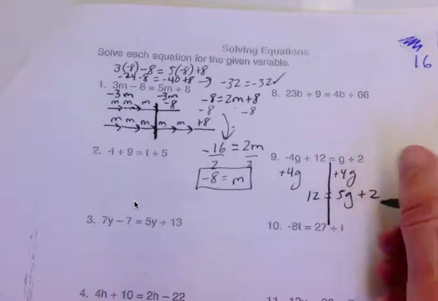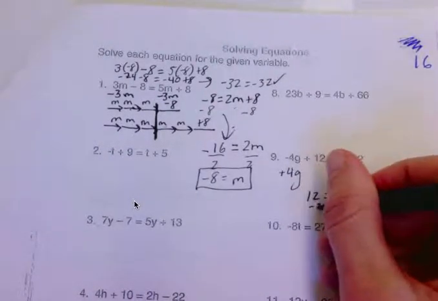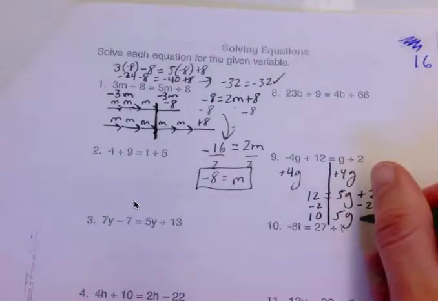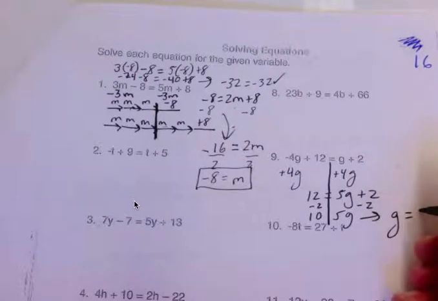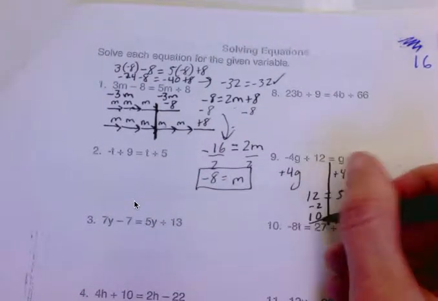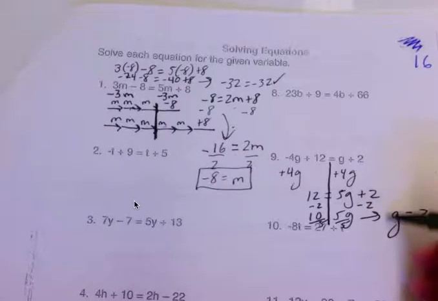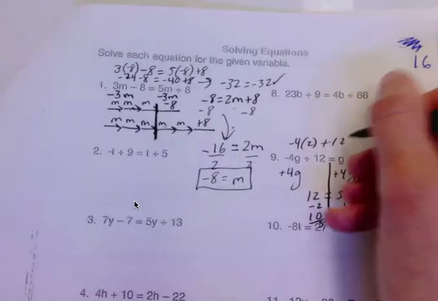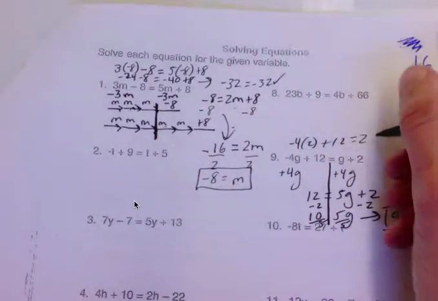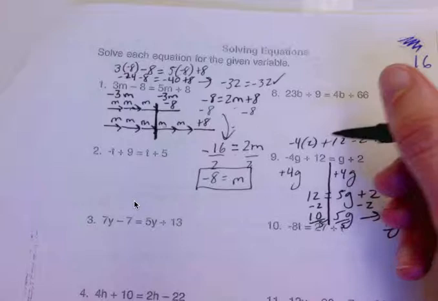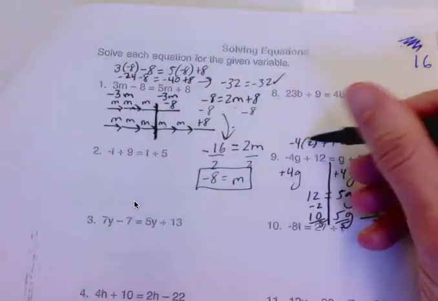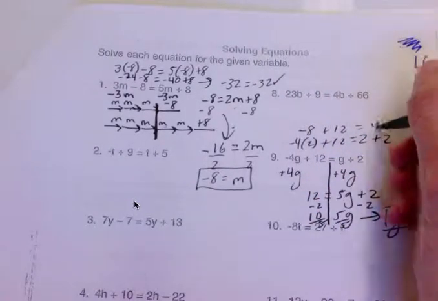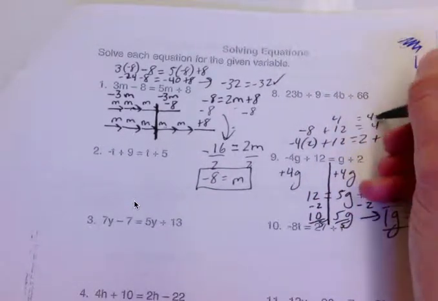And then I want to get the variable alone, so I'm going to subtract 2 from both sides, and then I have 10 equals 5g. And I can see pretty quickly that g must equal 2, because if I divide both by 5, then I'll be left with g equal to 2. Now I can check my work. Negative 4 times 2 plus 12 should equal 2 plus 2. Does that work? Oh, yeah. Negative 8 plus 12 equals 4. And that is true. 4 equals 4. Check.